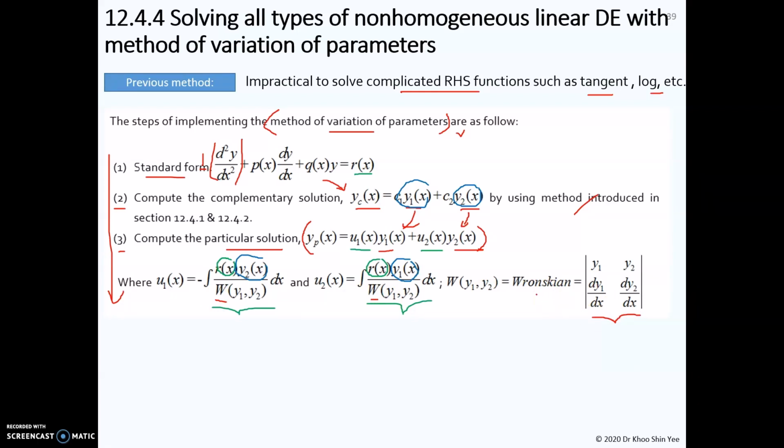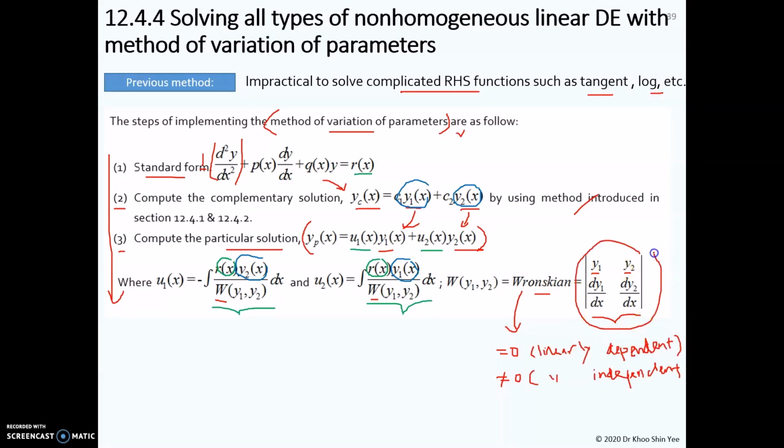Previously, you have learned how to use the Wronskian to check whether y1 and y2 are linearly dependent or not. If the Wronskian is equal to 0, then we say y1 and y2 are linearly dependent. If the Wronskian is not equal to 0, then in this case, y1 and y2 are linearly independent. So after you compute using this formula, you can obtain the W. Once you solve this integration, you should obtain u1 and u2. And then after you substitute inside this formula, you can obtain the particular solution.